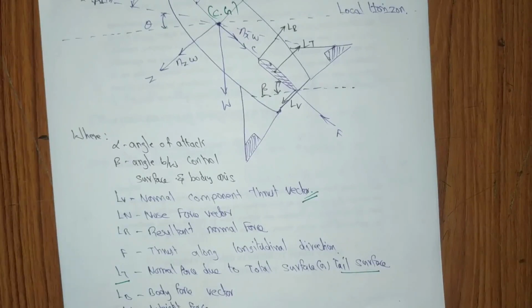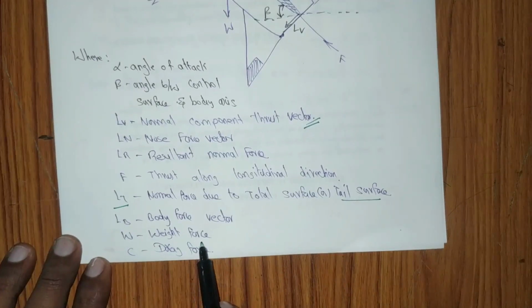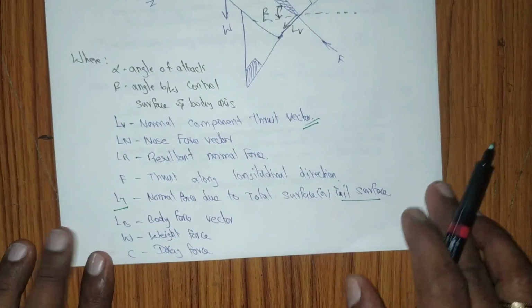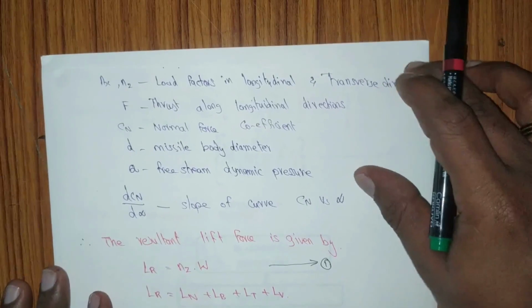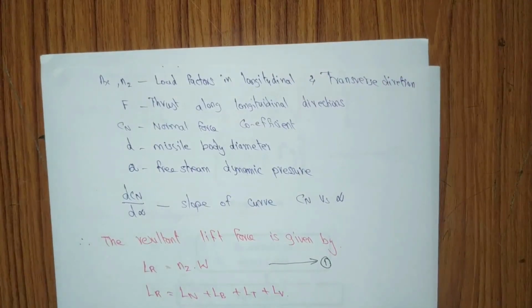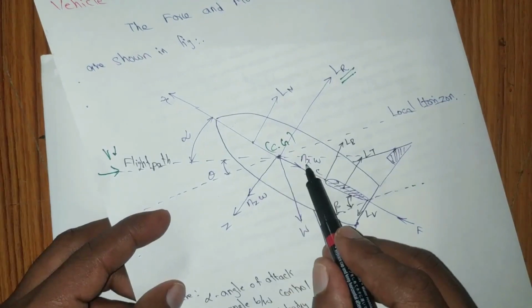resultant force. So we have LB, the body force vector, and weight is the entire weight force acting on the missile. C is the chord-wise force, or else we call it the drag force. Drag is different for these missiles. We will see about that later. So again, NX and NZ we have in this diagram.